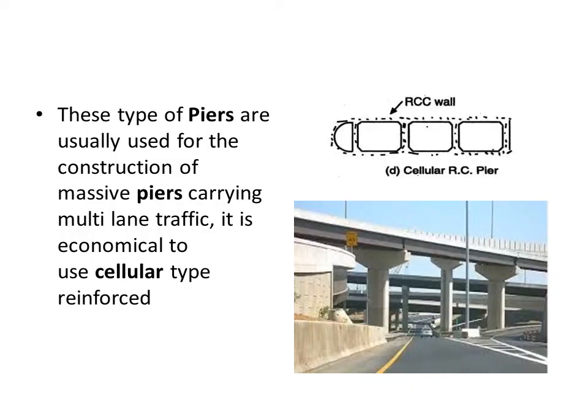These are special types of piers which are used for specific purposes. As you can see in the figure, it is a cellular reinforced pier, and these piers are usually used for the construction of massive piers carrying multi-lane traffic. For multi-lane traffic, these piers are used.